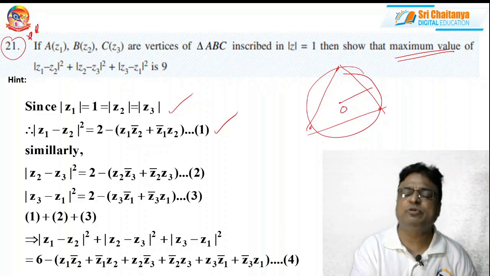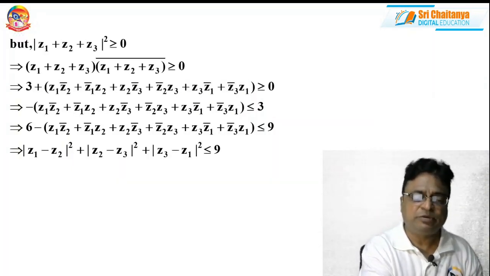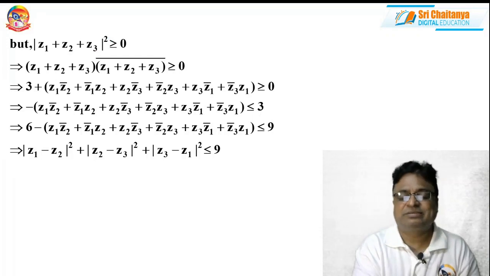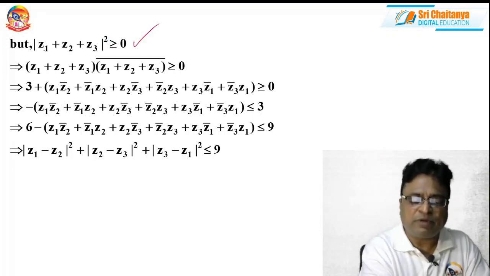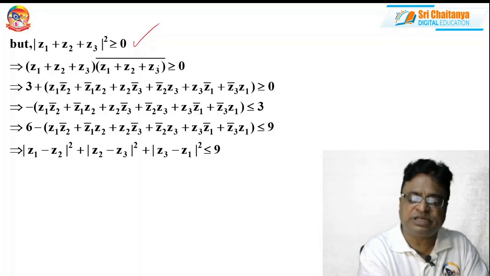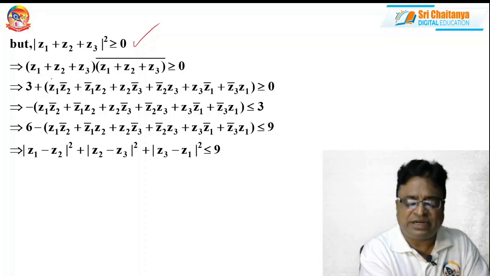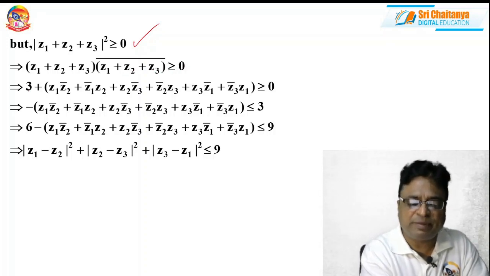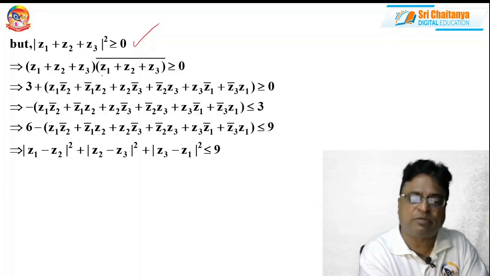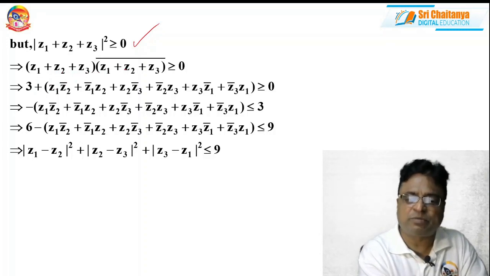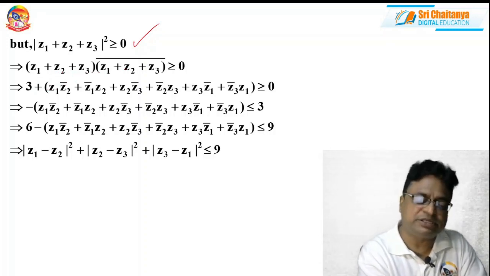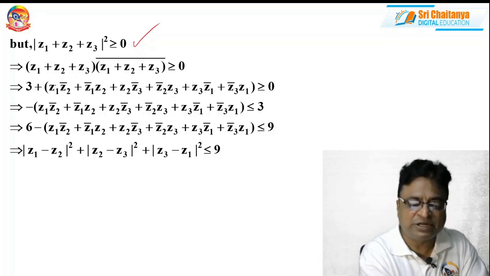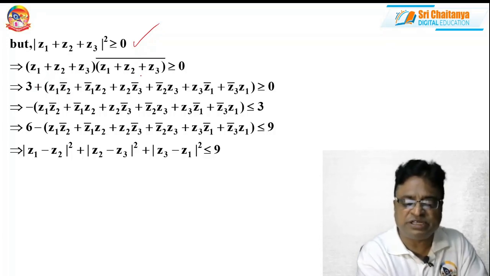Okay. Now what I am doing is, what is |Z1 + Z2 + Z3| whole square? This is always greater than or equal to 0. But what is |Z1 + Z2 + Z3| squared? That is (Z1 + Z2 + Z3) into (Z1 bar + Z2 bar + Z3 bar), which is greater than or equal to 0. By multiplying, Z1 into Z1 bar is |Z1| squared, that is 1. Z2 into Z2 bar is |Z2| squared, that is 1. Z3 into Z3 bar is |Z3| squared, 1. 1 plus 1 plus 1, 3. Plus Z1 Z2 bar plus Z1 Z3 bar plus Z2 Z1 bar, like this.